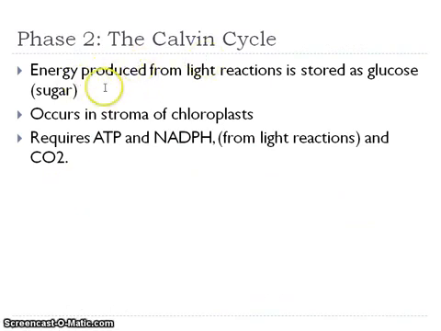So the Calvin cycle uses the energy produced from our light reactions to store it as glucose, and this occurs in the stroma. Phase 1 was in the thylakoid membrane. All that moves out into our stroma now. We require the ATP and the NADPH that we just made, and we also need to get CO2. How do we get CO2 into our leaves? We're using those stomata pores that open with the guard cells.